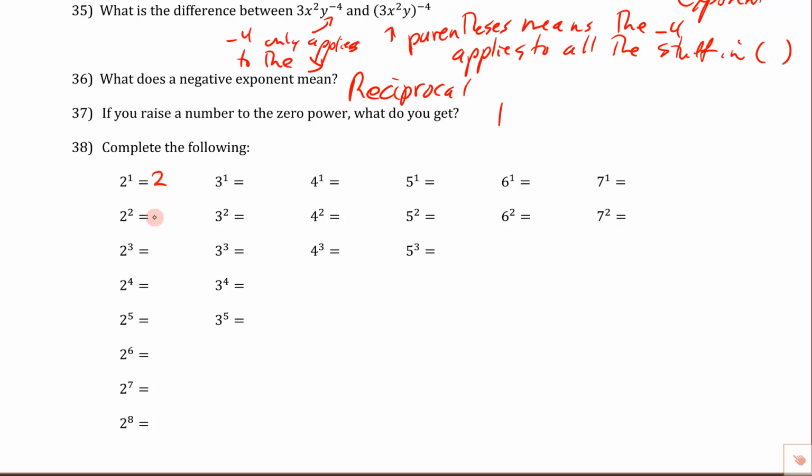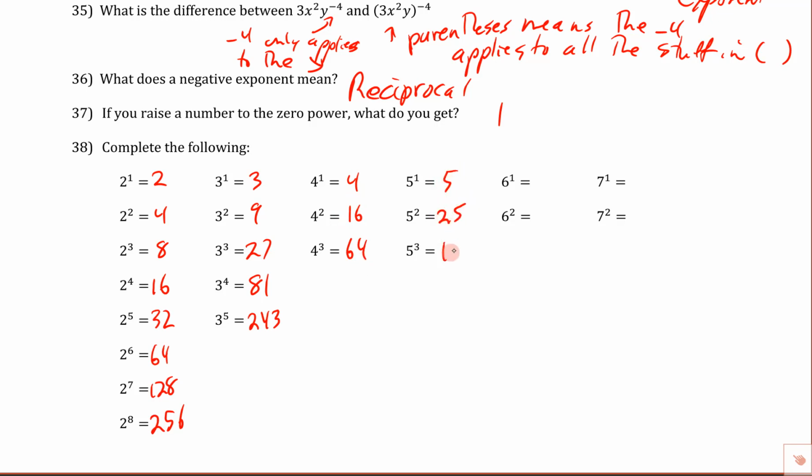So 2 to the first is 2, 2 squared is 4, 2 to the third is 8, 16, we're doubling every time, so 32, 64, 128, and 256. These numbers come up quite often. If you like computer science, they come up quite often there too. So 3 to the first is 3, so we're going to be multiplying by 3 every time. So this is 9, 27, this is 81, and then this is 243. 4 to the first is 4, 16, then 64. 5, 25, and 125, 6 and 36, 7 and 49.